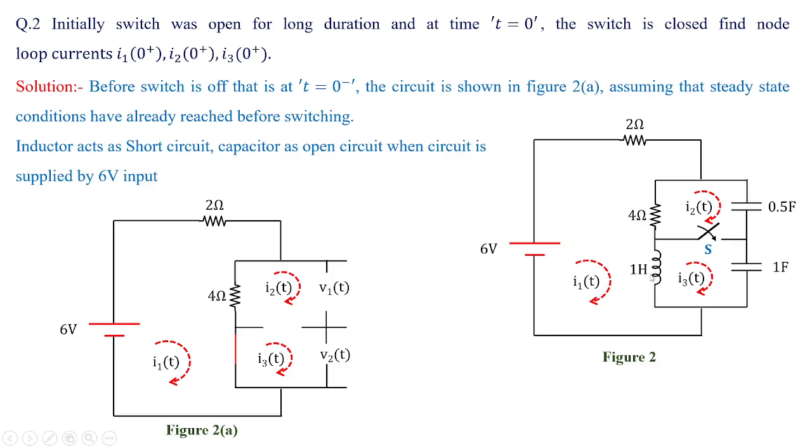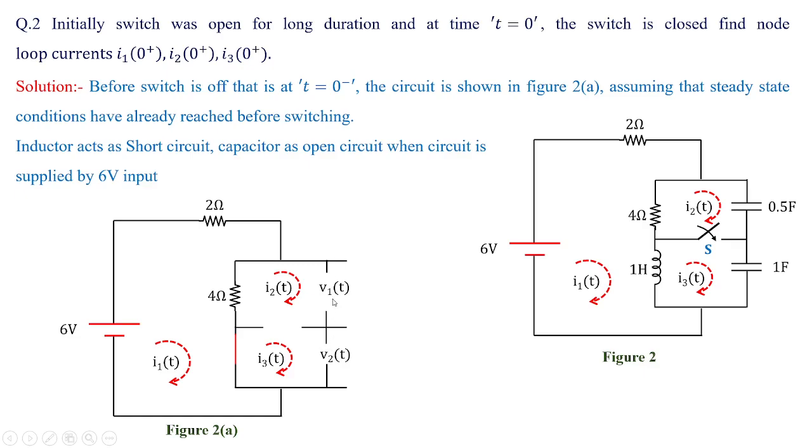Now you can see the inductor was shorted, right? So the total current I1 dash is easily obtained as 6 divided by 2 plus 4, that is 6. So the value of I1 of 0 minus would be 1 ampere, that you have to keep in your mind. Also you observe that the voltages V1 and V2 are summed up over here because the capacitors are in series when the switch was open.